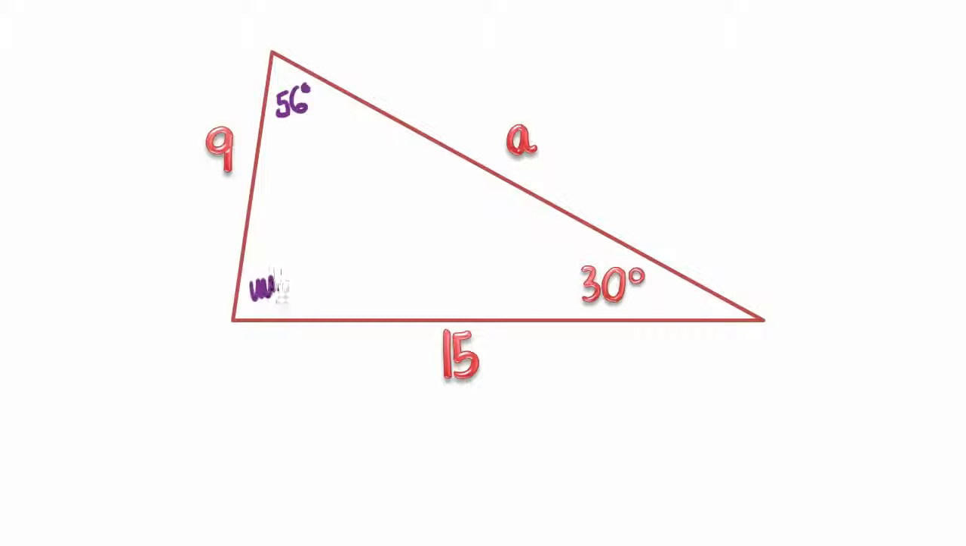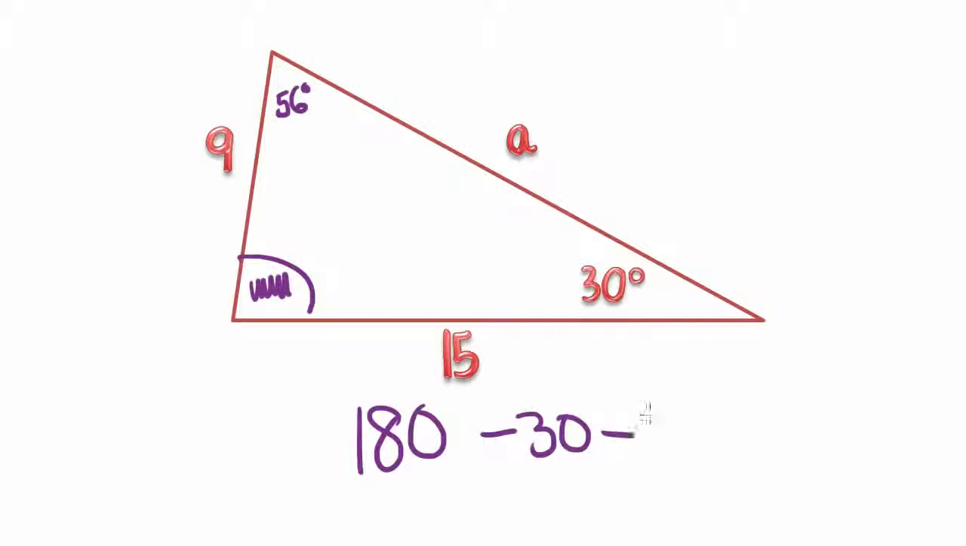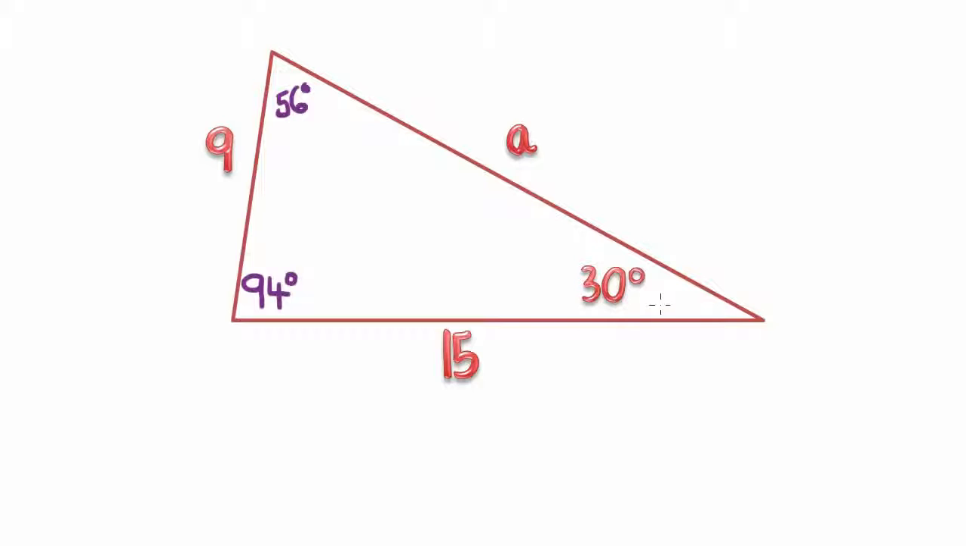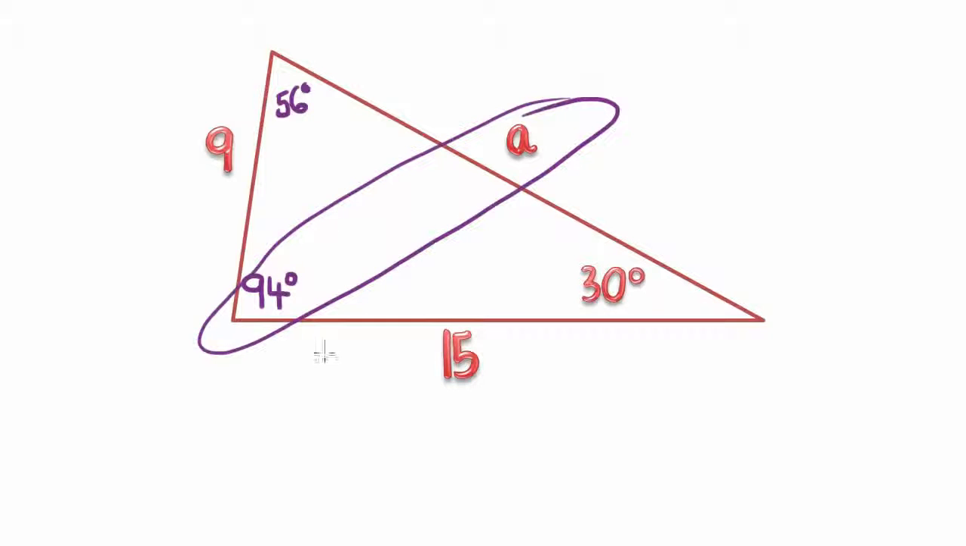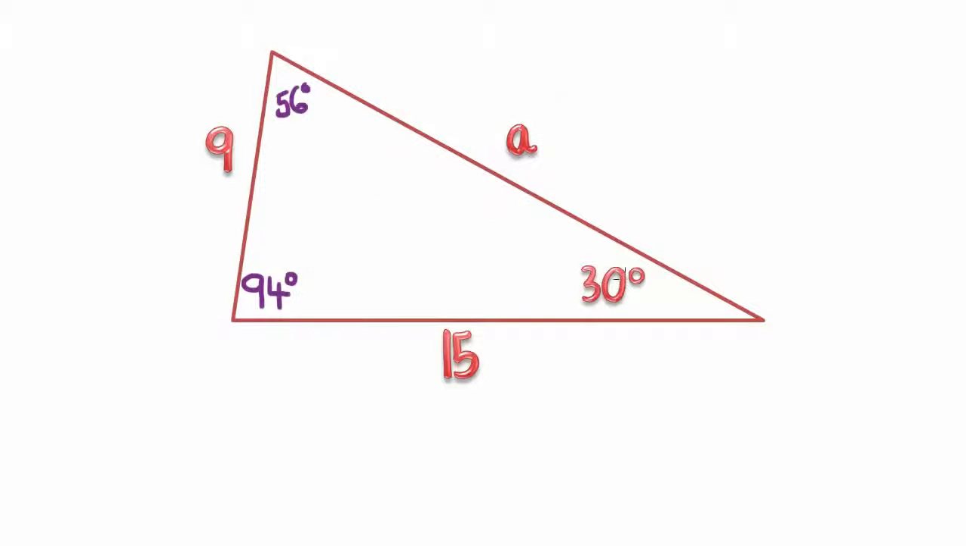Now that I know that, I can work out what this last remaining angle down here must be, because all of the angles in a triangle add up to 180. So if I have 180 minus 30 minus 56, I have whatever is left over as this angle. So that's 94. Now I have a matching set with my mystery unknown, A, I have its corresponding angle. So I can use 56 and 15, or I can use 9 and 30 as my other matching set. Let's just use 9 and 30 for now.